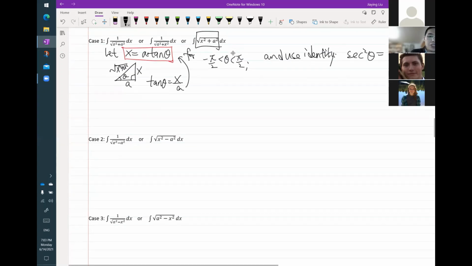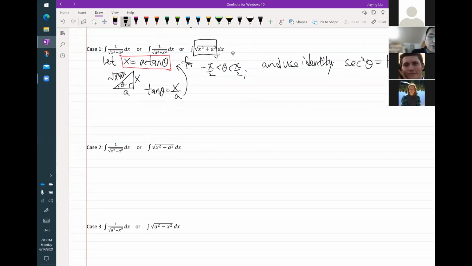And then the next case, if you have a subtraction, if you have a square root of x squared minus a squared, so if you have this square root in the integral, immediately think about the triangle structure with theta here, because this is x squared minus a squared. If you think about a squared plus b squared equals c squared, this is sort of like c squared minus a squared. So we're going to set x to be the hypotenuse.